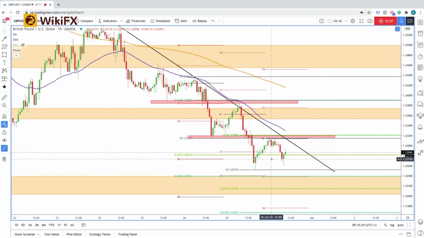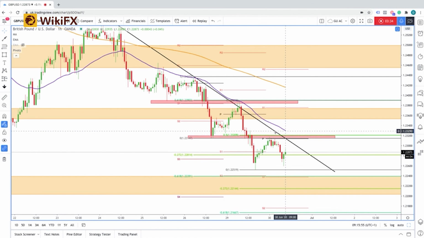Now, looking at today, I am more focused on selling the pound against the dollar, so I will be focusing on going short down to at least 122.52, with extended targets to around 122.39 and potentially down to 122.14. This is a 127 extension level of the previous swing high to swing low.